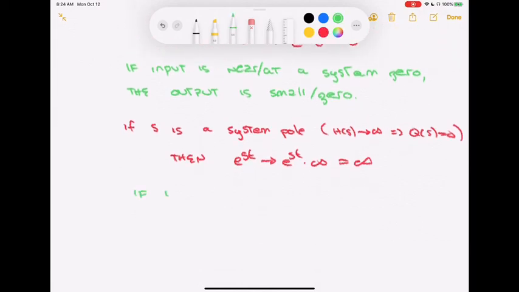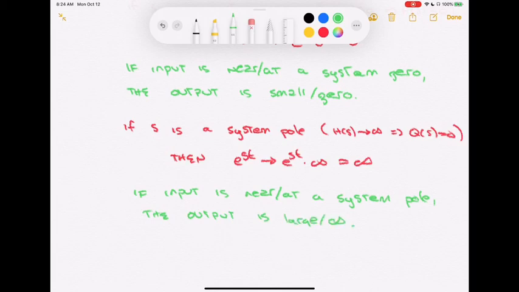If an input is near or at a system pole, you can think of a pole as something that pushes stuff up, makes it larger. If it's near a system pole, the output then is large and maybe even tending off to infinity.